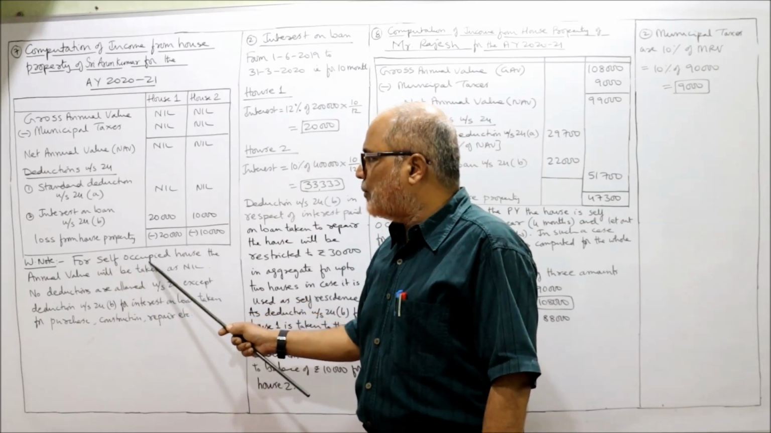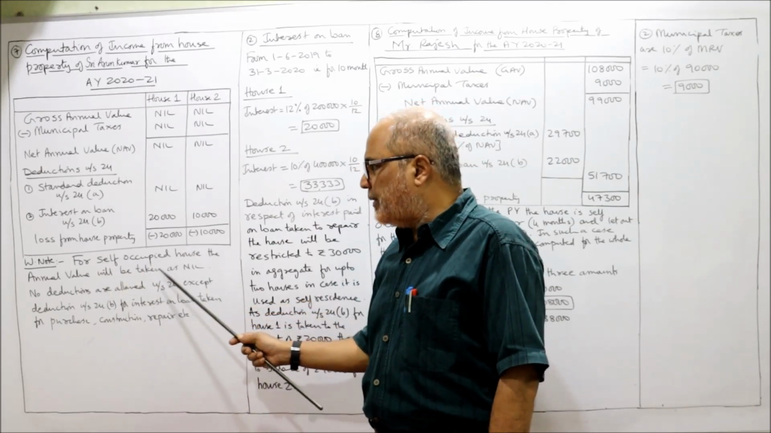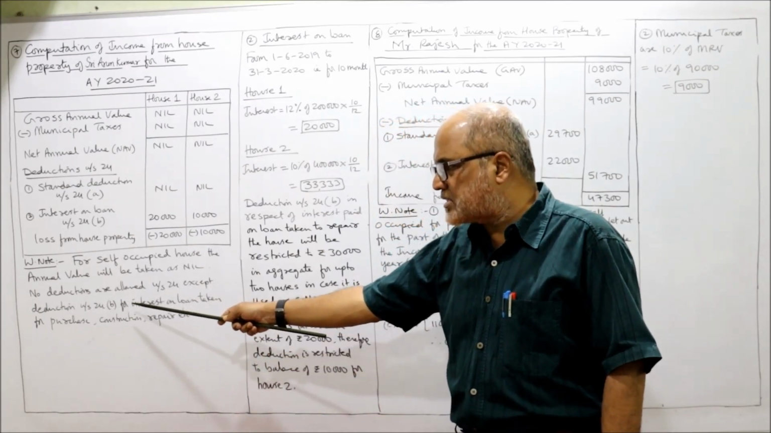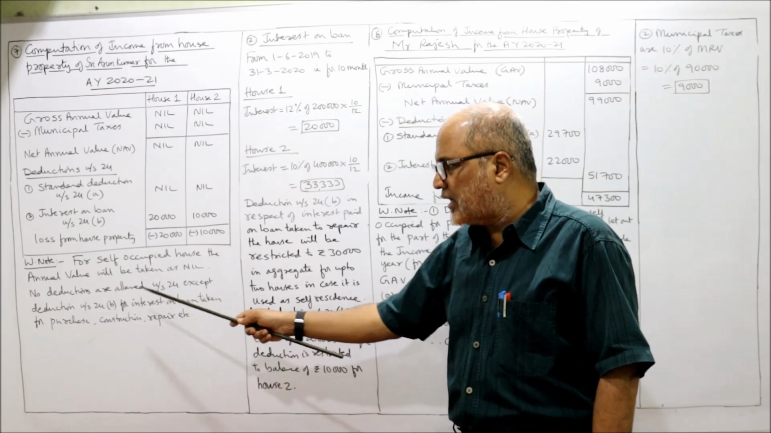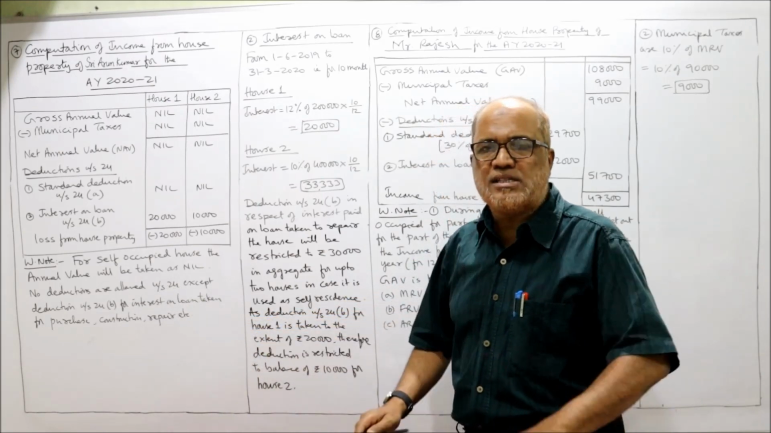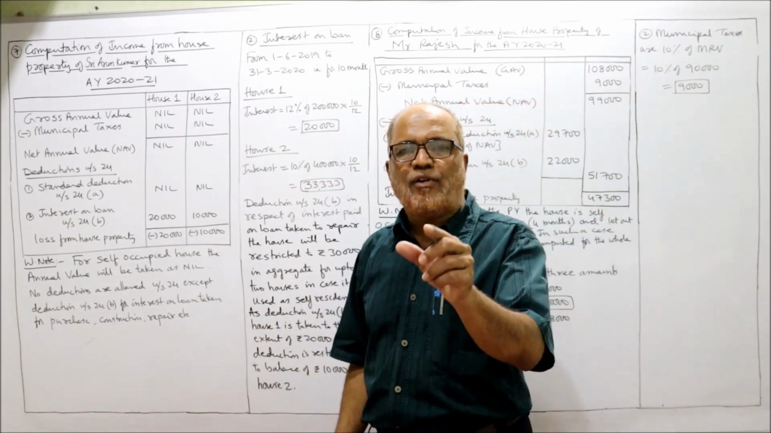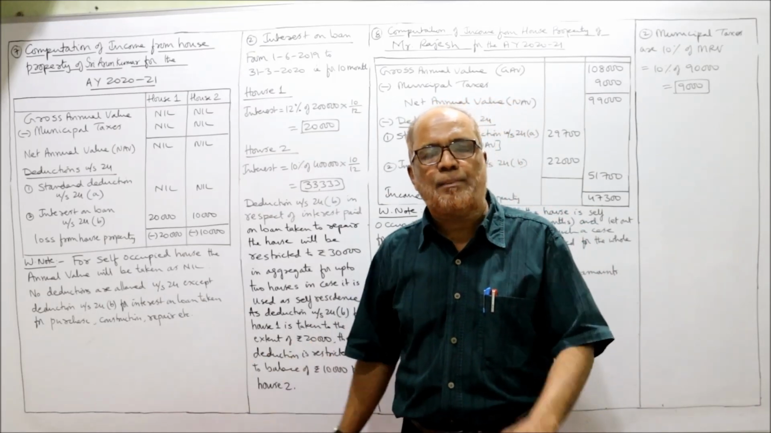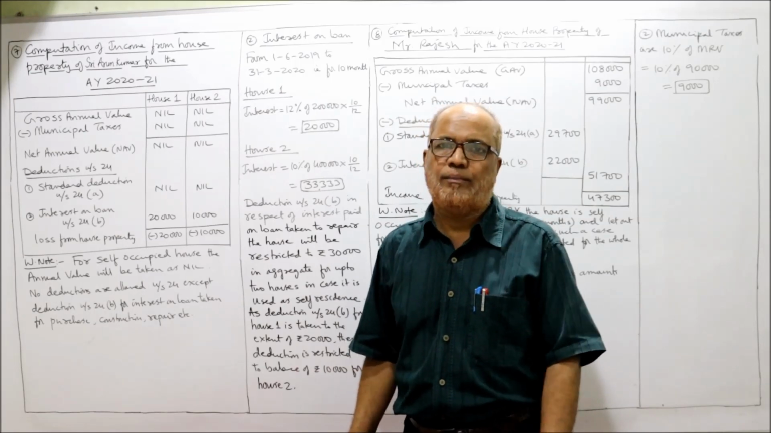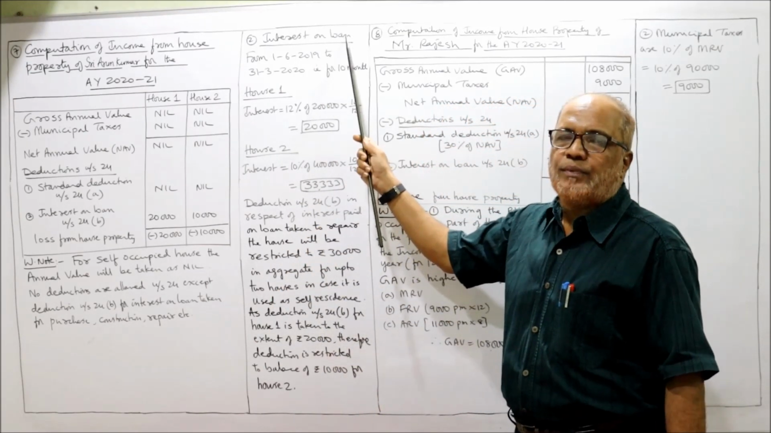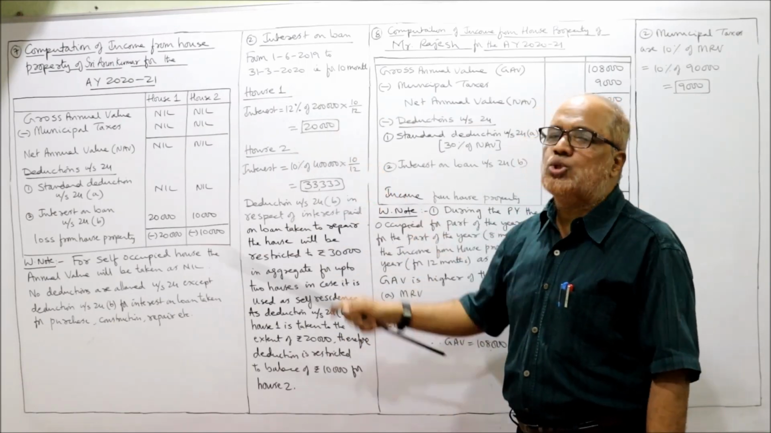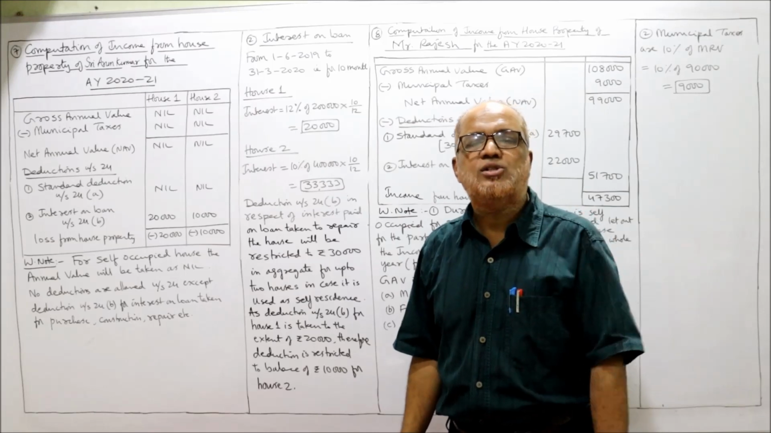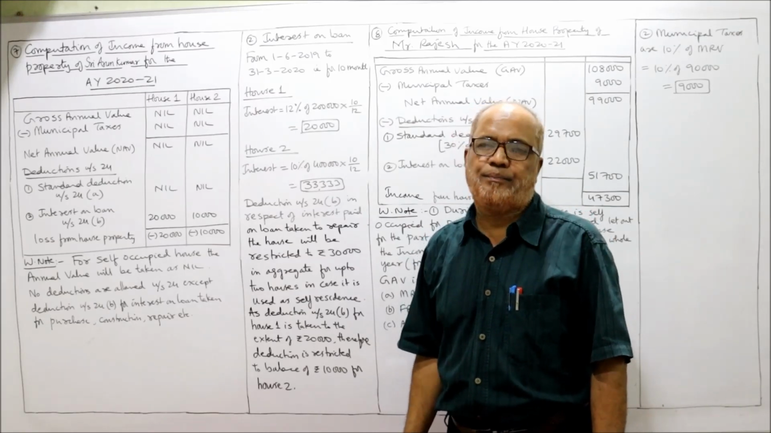Now, for self-occupied house, the annual value will be nil. No deductions are allowed under section 24 except deduction under section 24B for interest on loan taken for purchase, construction or repair. This is the general provision that for self-occupied house, the annual value will be nil. No deductions are allowed except interest on loan paid. Now here, interest on loan. Actually, loan is taken on 1st June 2019 and our previous year ends on 31st March 2020.